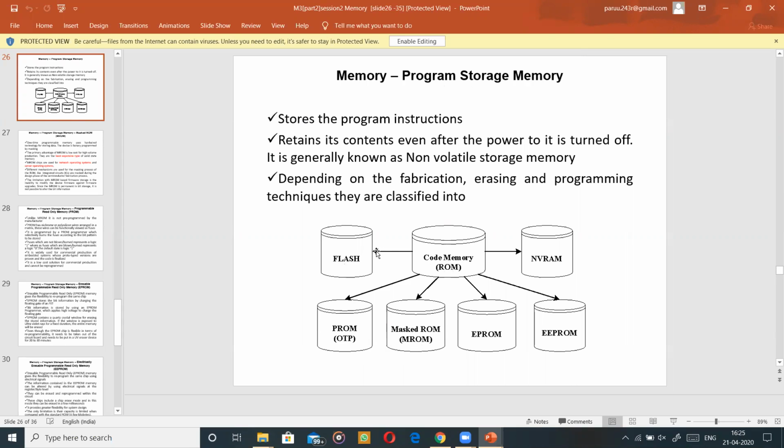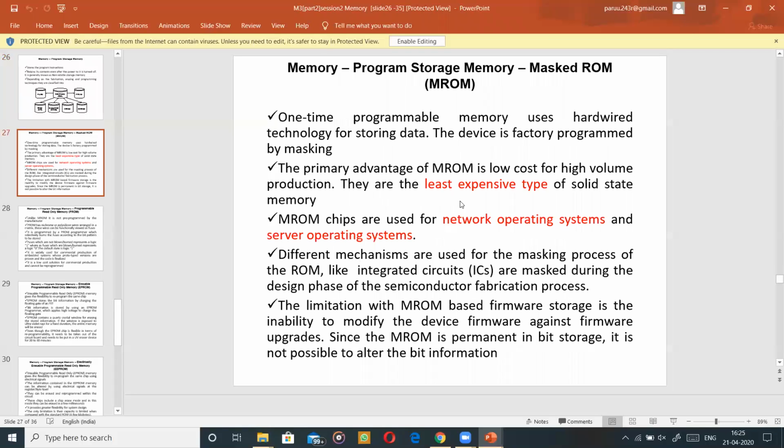So we have flash memory, ROM, NVRAM. This is one more memory. And coming to other types of ROM called one-time programming, and masked ROM, MROM, EPROM, EEPROM. So it mainly differs based upon the fabrication, erasing, and programming techniques. So let us go to the next slide.